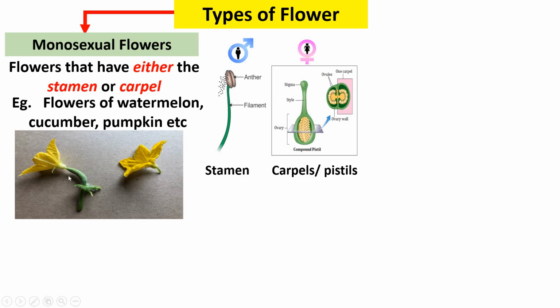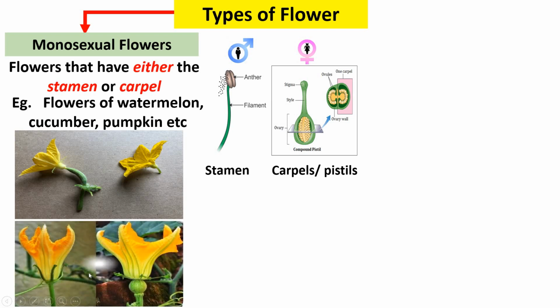Okay, this is a female flower, whereas this flower does not have that swollen part, it does not have that ovary, it only has the male part, stamen. Therefore this is a male reproductive flower, a male flower containing stamen. Is that clear? So cucumber has male flower and female flower separately.